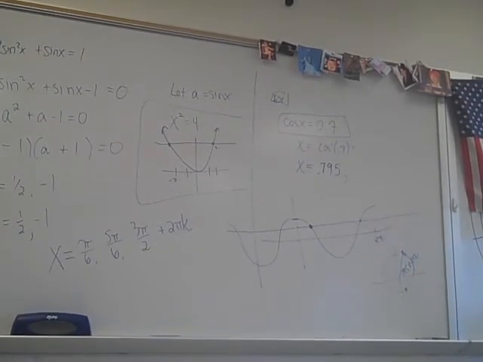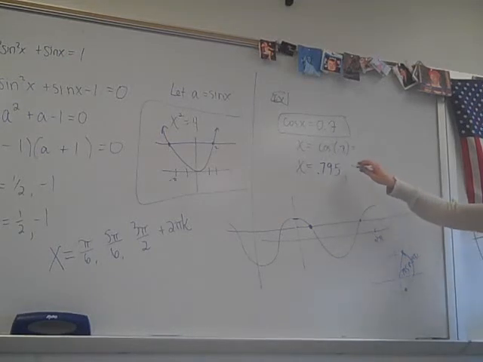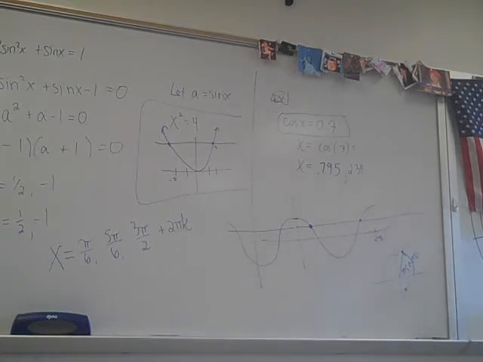I don't think this has a pi. Yes, it does. 2 pi minus 0.795. Oh, it's like 2.34. Does it have to be in degrees or radians? It wouldn't matter when we're just doing this. It's not going to make a difference.